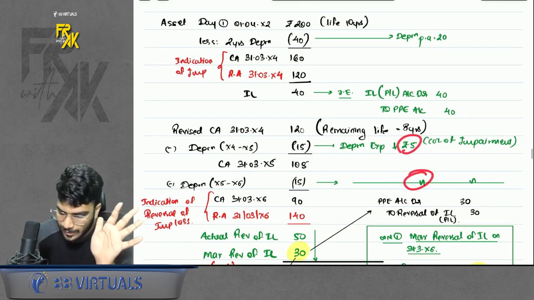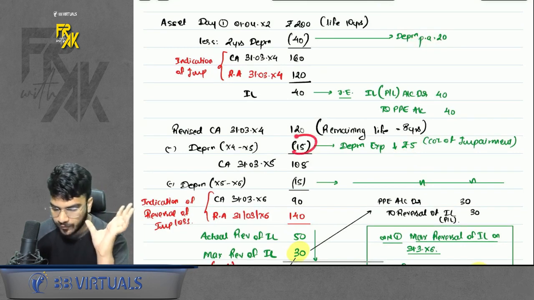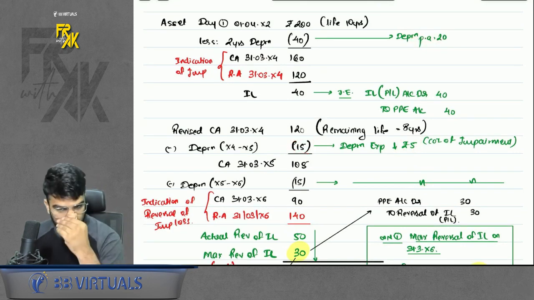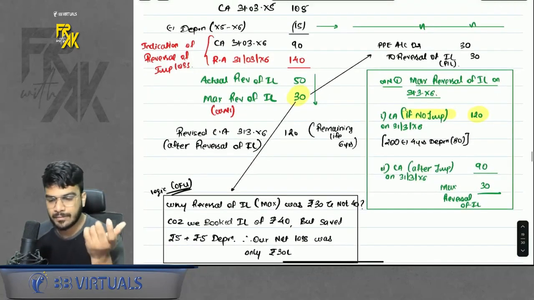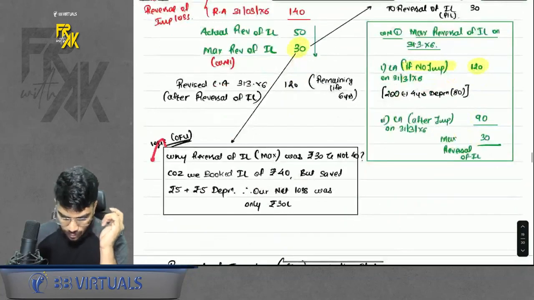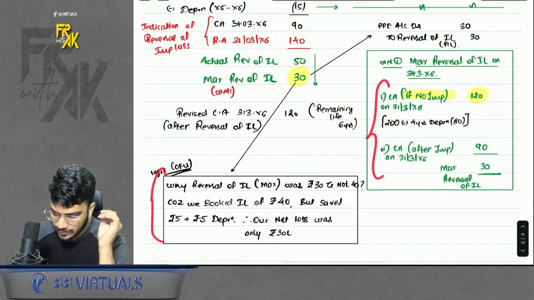Because see, previously your depreciation was 20. Now it is only coming to 15. So you are saving rupees 5 each year. Right? So that is why the net loss was only 30. So maximum reversal will be 30. This is only for your logic. But in the exam, you have to find it with this working note.